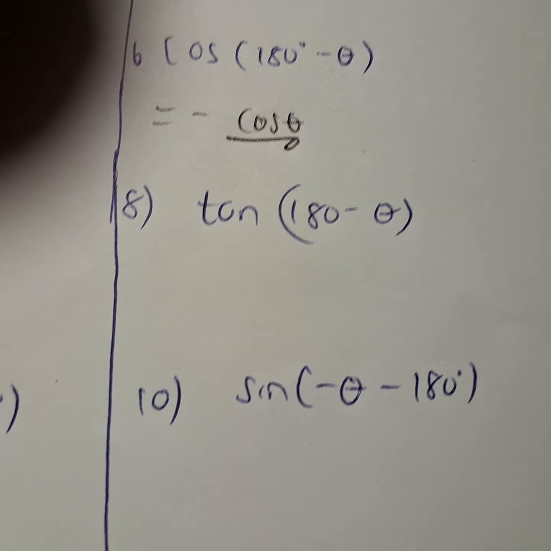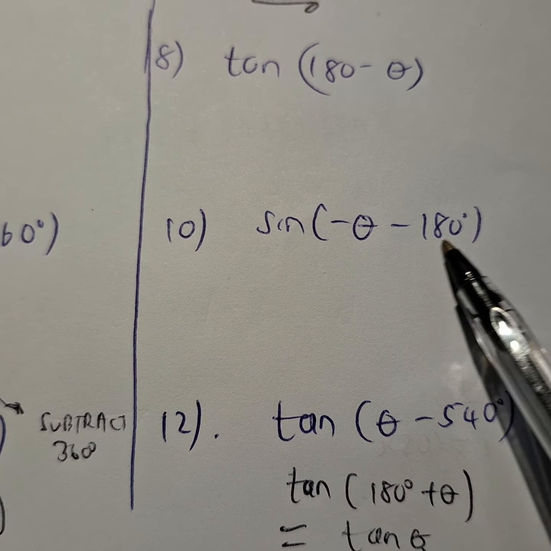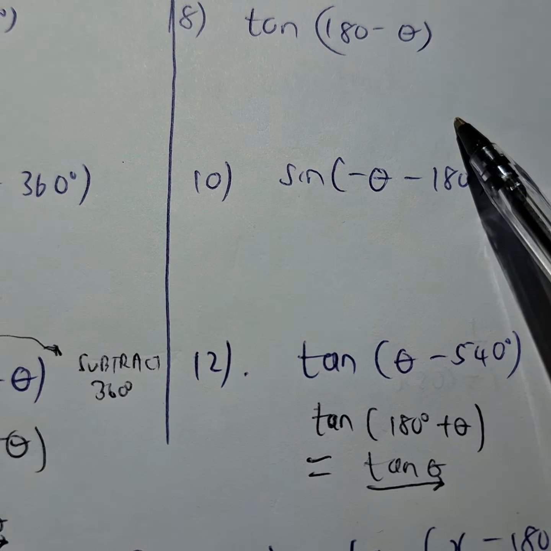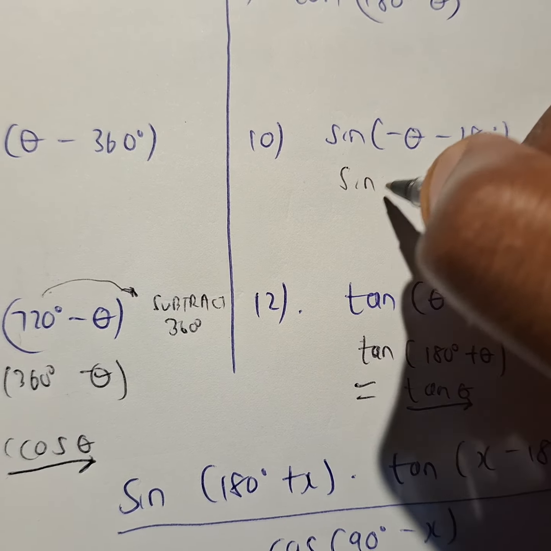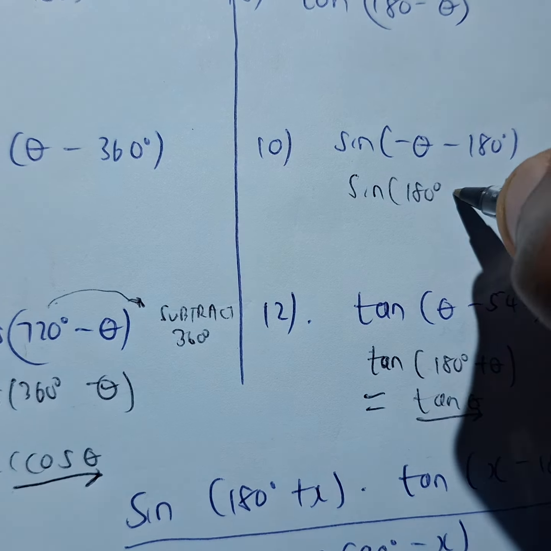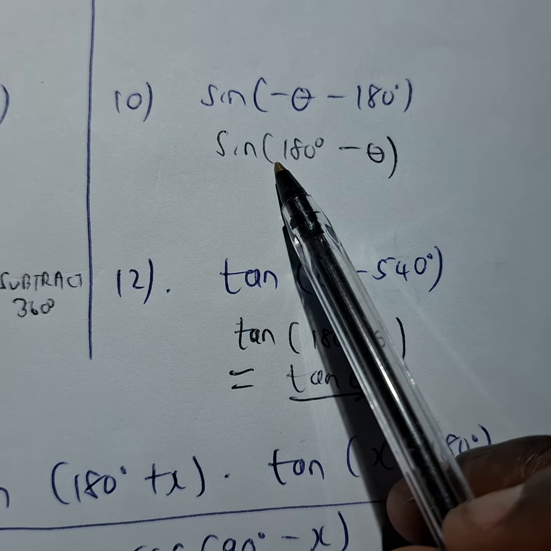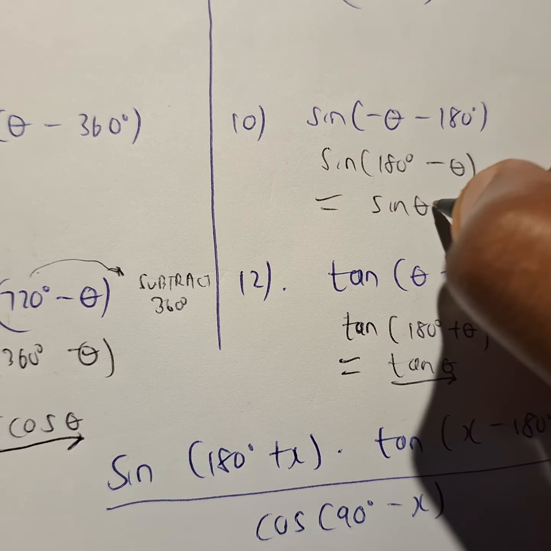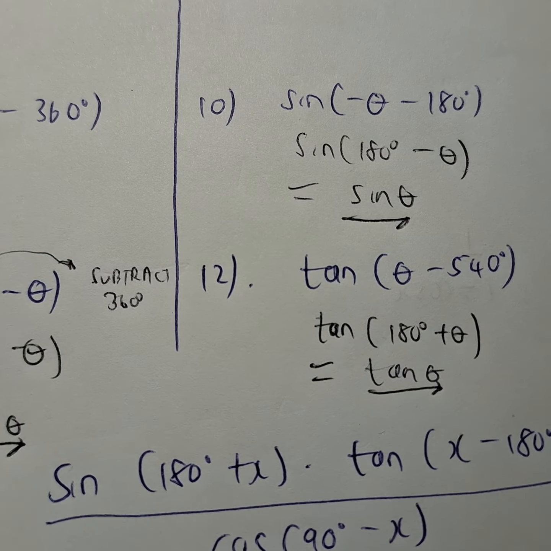Here's another one. This angle is negative 180. It's negative, so what do we do? We add 360. We add 360 the first time, we get sine of 180 degrees minus theta. Then 180 minus theta is in which quadrant? Second quadrant. How is sine? Sine is positive, so we write sine of theta.